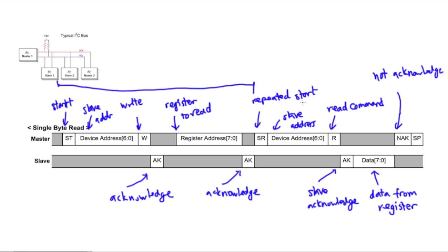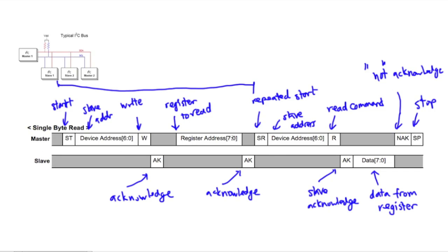Now, it's not like the master didn't receive it at all. It's just that, as opposed to acknowledge, which is typically either a 1 or a 0, the not acknowledge is the opposite of that, which terminates the communication. And then it's going to send the stop signal to terminate all of the I2C communications. So this is the read command.